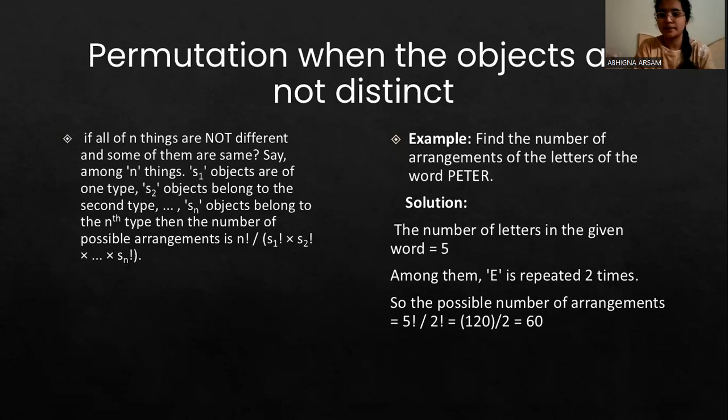Let us solve an example. Find the number of arrangements of the letters of the word PETER. The total number of letters in the given word is 5. In PETER, E is repeated 2 times, P is repeated one time, T is repeated one time, and R is repeated one time. So the number of possible arrangements is 5 factorial by 2 factorial into 1 factorial into 1 factorial into 1 factorial. That is 120 by 2, that is 60.